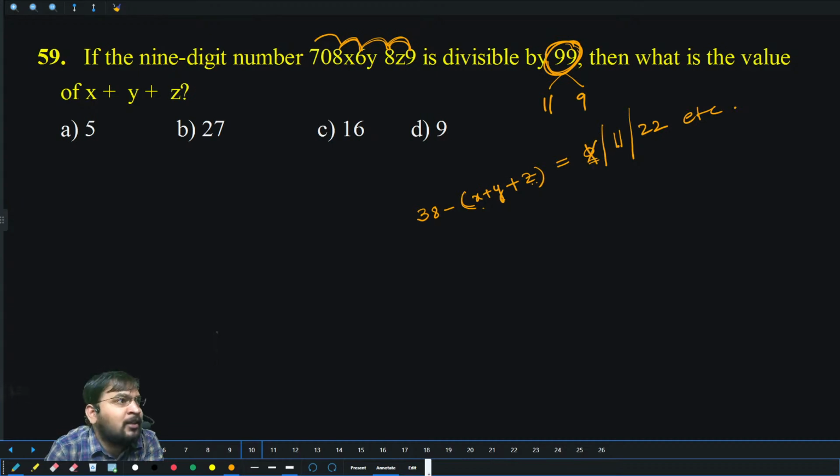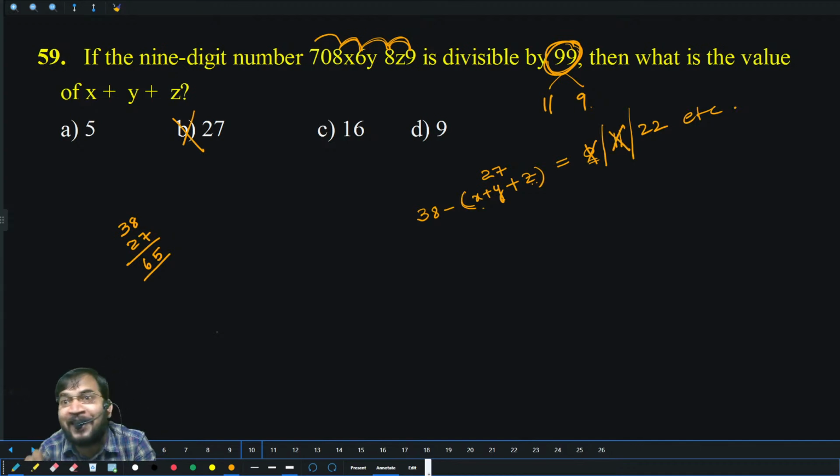What is the next option? 11. For 11 to come here, x plus y plus z will be 27. The 27 option is there. But wait, it should also be a multiple of 9. The remaining digits sum to 38, and x plus y plus z is 27. Together it is 65, which is not a multiple of 9. So 27 is also not possible, 11 is also not possible. You have to go for 22 also.